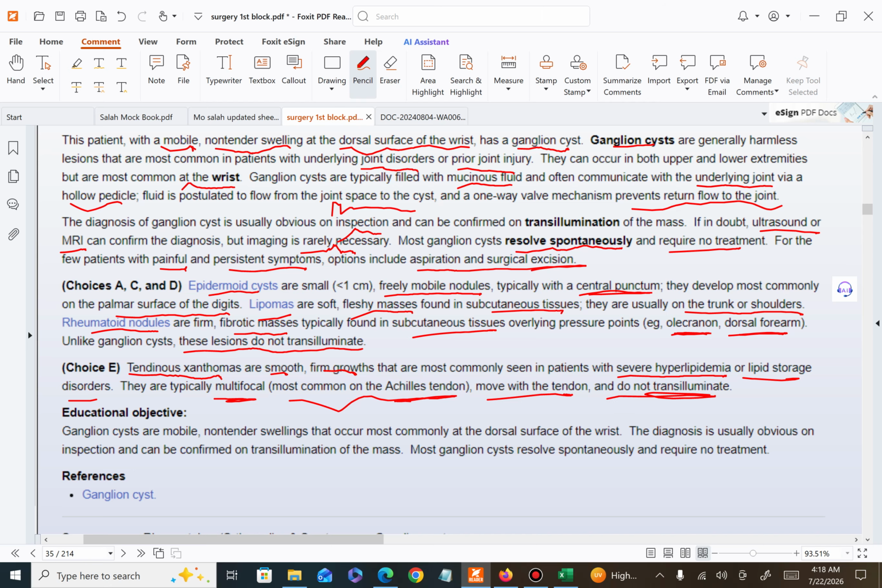So ganglion cysts are mobile, non-tender swellings that occur most commonly at the dorsal surface of the wrist. The diagnosis is usually obvious on inspection and can be confirmed on transillumination of the mass. Most ganglion cysts resolve spontaneously and require no treatment, but when the ganglion cyst persists and is painful, then we can do surgical options like aspiration of the ganglion cyst and surgical excision.